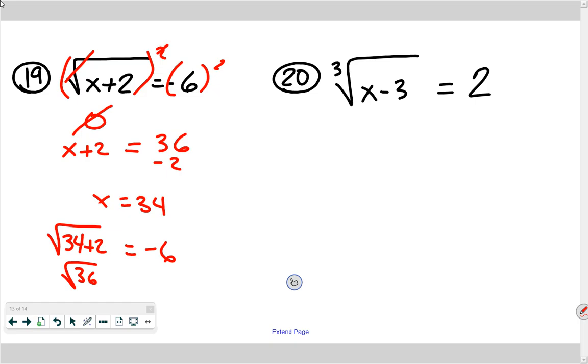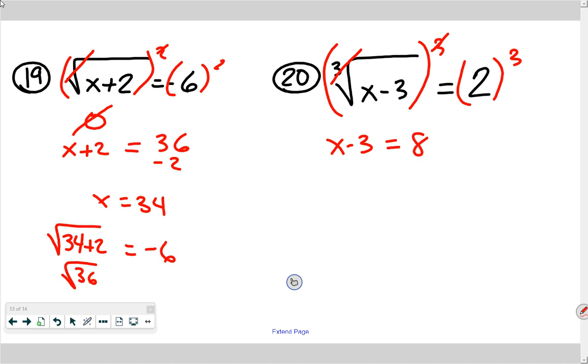Same for that one. When we're trying to get rid of square root, we square it. Well, when we're trying to get rid of a cube, we're going to cube root. Cube and cube root get rid of each other. But now I've got to go 2 times 2, which is 4, times 2, which is 8. And then move your 3 over to the other side so that x is equal to.